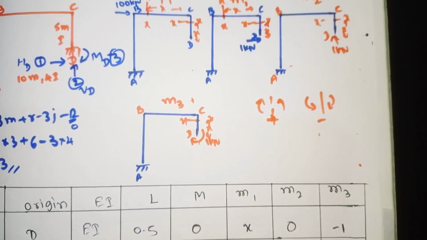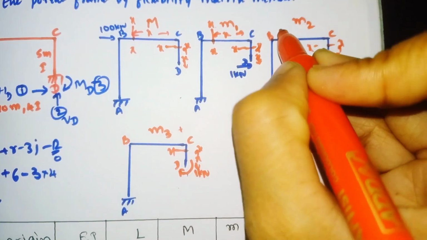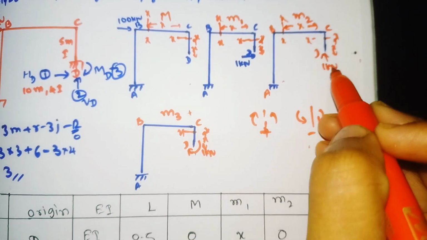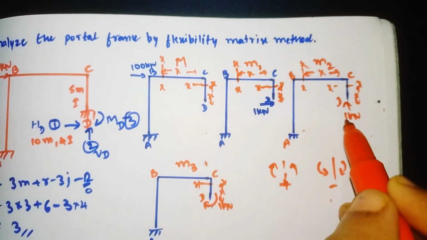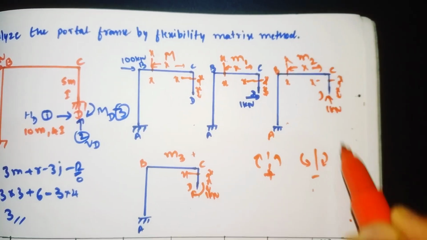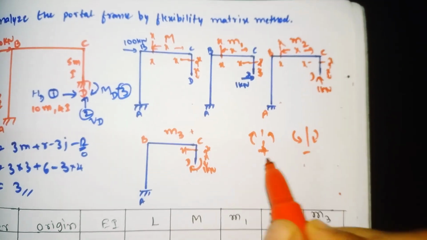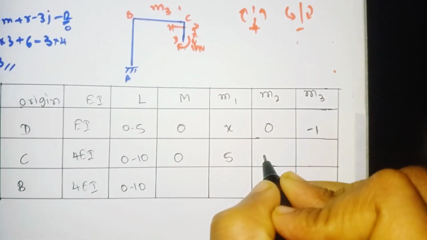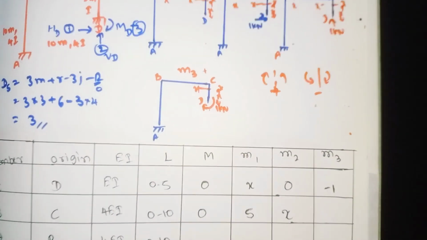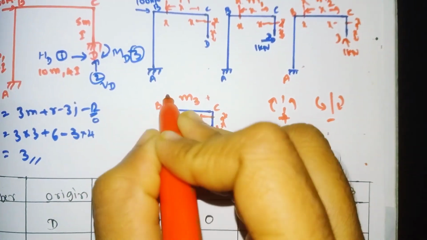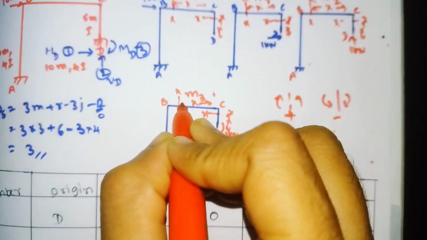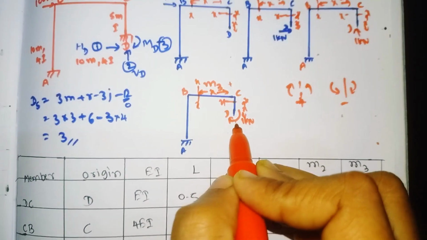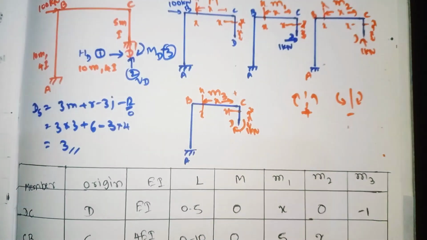Similarly for M2, if we cut the section along the x-axis far away from the origin C, the perpendicular distance of 1 from this section is x. It is also going upward, so we take it as positive: 1 into x is nothing but x, so the M2 value is x. For M3, if you cut the section along the x-axis far away from the origin C, the moment is also -1.